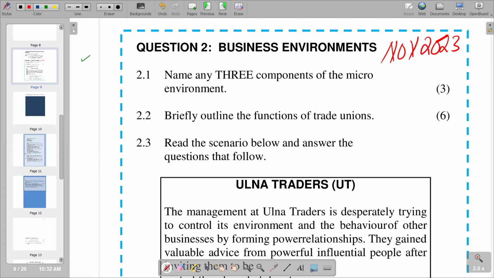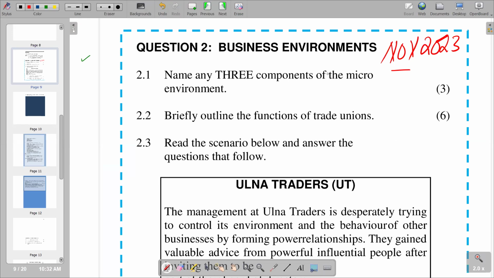In this video, we want to look at the question paper of November 2023. So we're going to look at question two of that question paper on business environments. So this is a question that we have. The first part of the question, 2.1, reads, name any three components of the microenvironment.